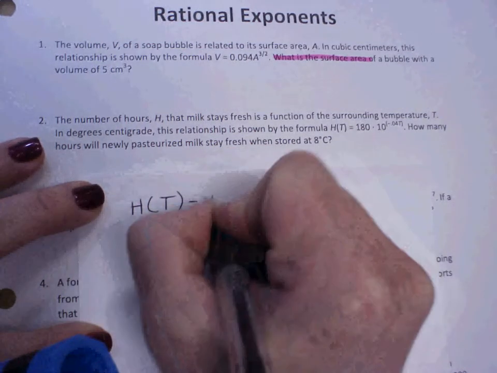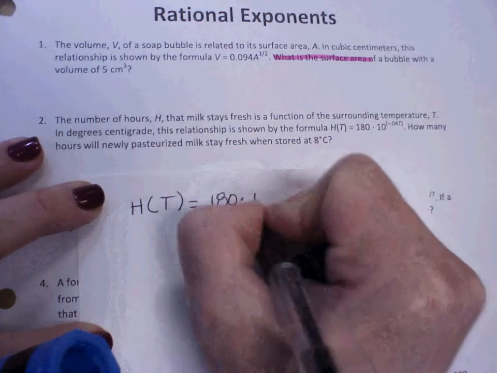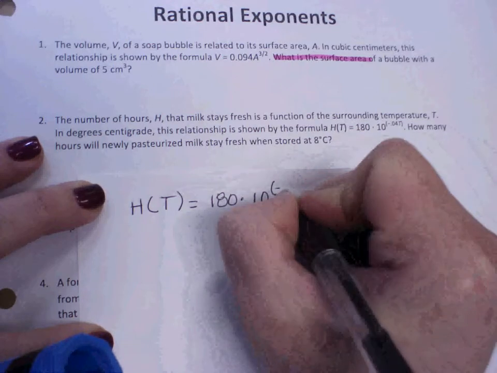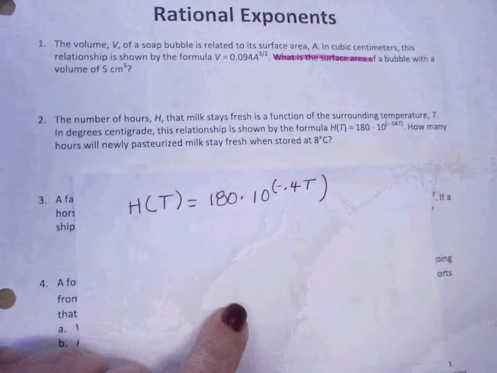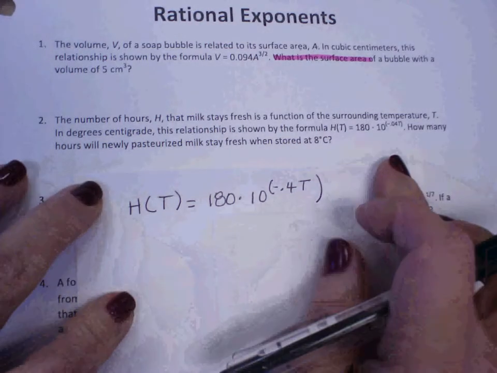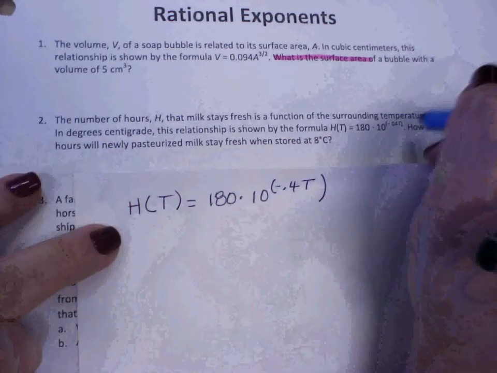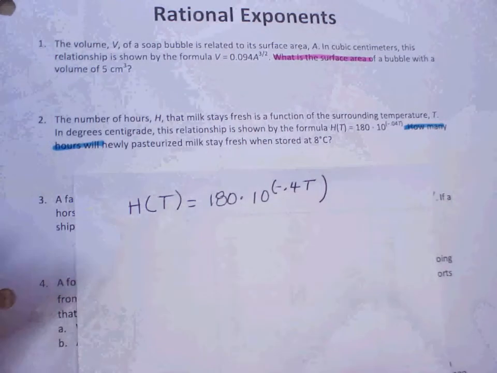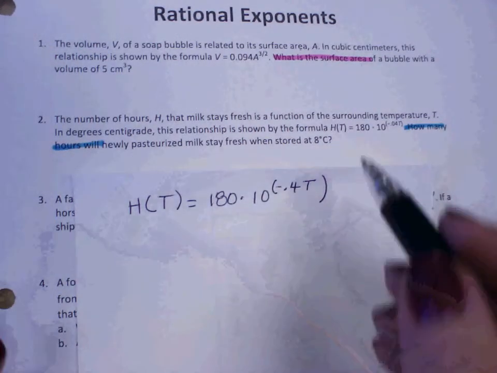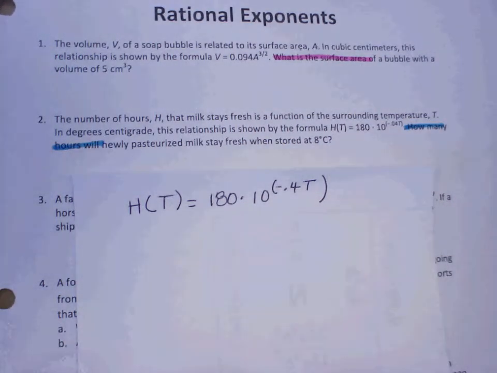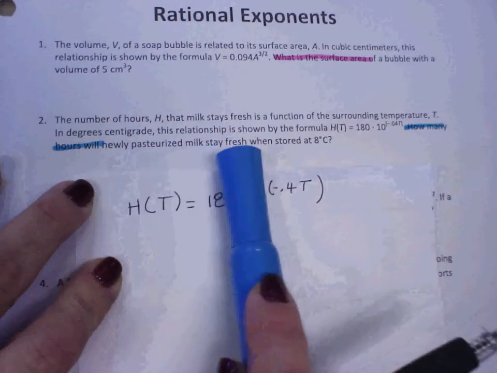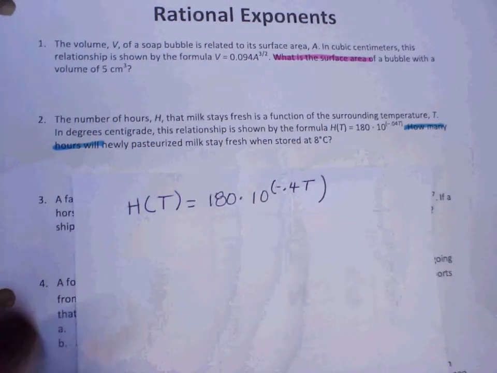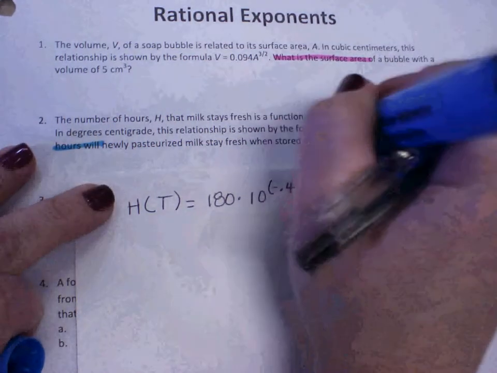The number of hours H that milk stays fresh is a function of the surrounding temperature T in degrees centigrade. This relationship is shown by the formula H of T equals 180 times 10 to the negative 0.4 T. And that's just the exponent, right? That parentheses was way too big.